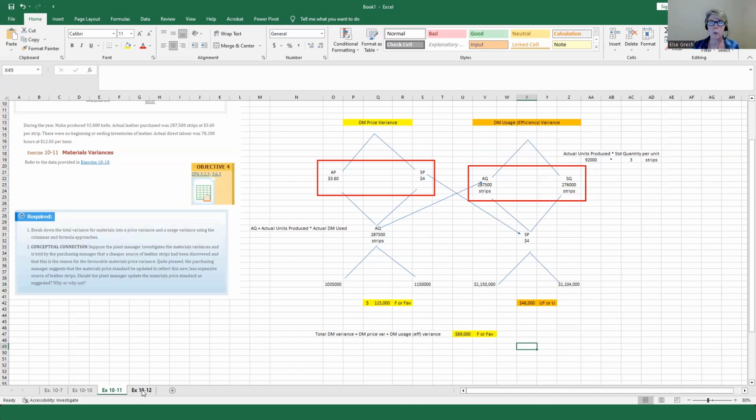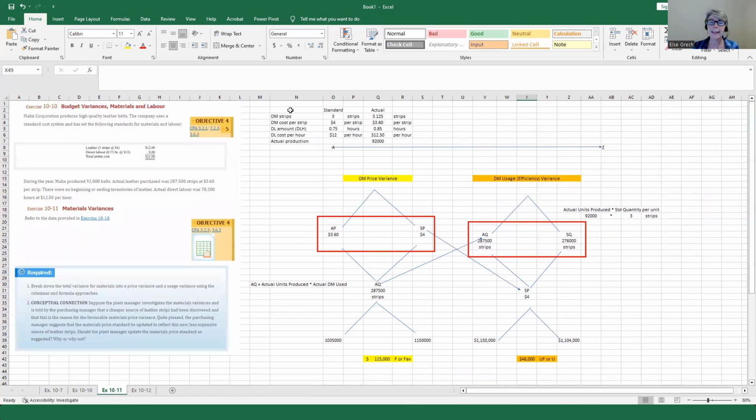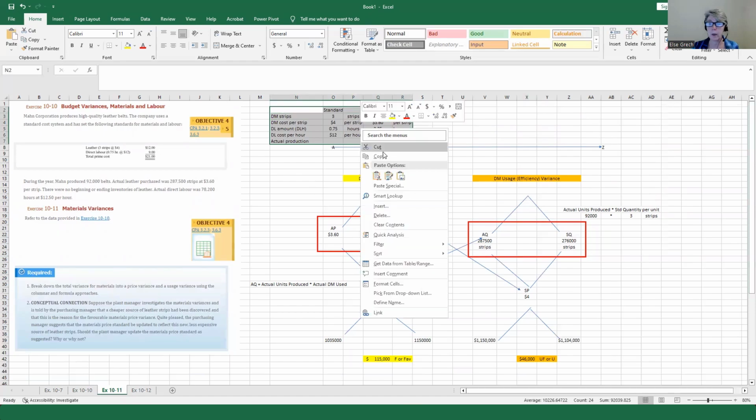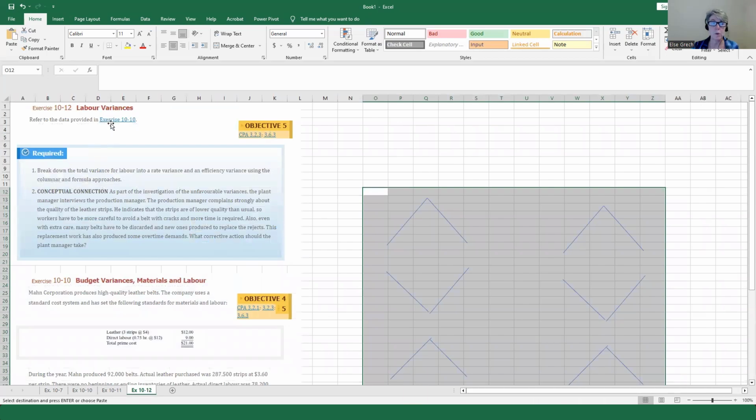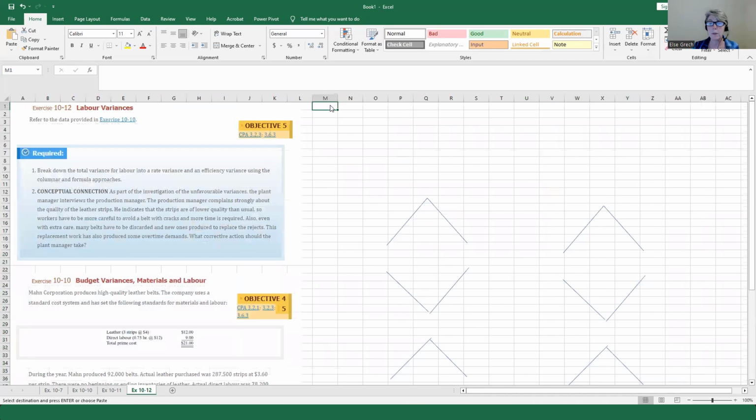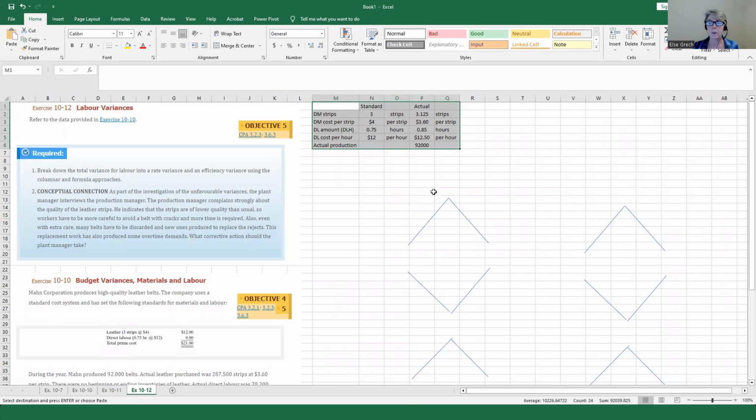Okay, so let's do the same thing right now with the direct labor. I still need all of my information here. So I'm going to copy this and transfer it because this question says use the same information from exercise 10-10. So I'm still going to use the same information. I'm going to paste this. Now I've got all my information. Okay. So this time I'm doing the direct labor.